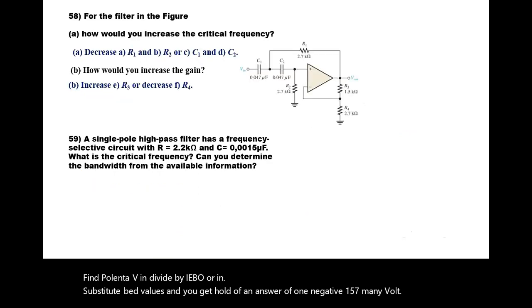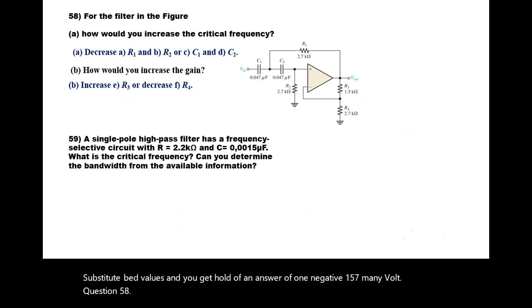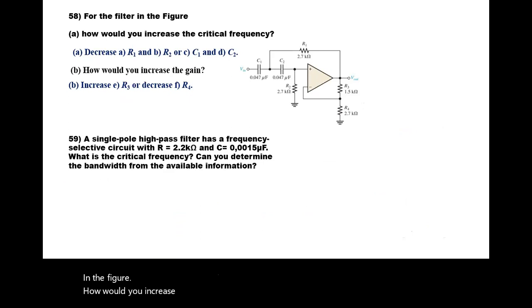Question 58. For the filter in the circuit in the figure, how would you increase the critical frequency? Typically by decreasing R1 and R2 or C1 and C2. How would you increase the gain again? By increasing R3 or R4.